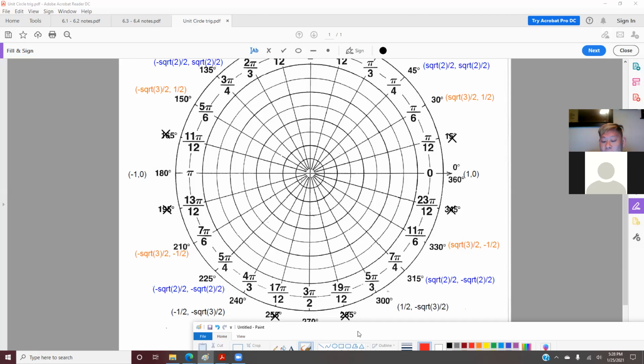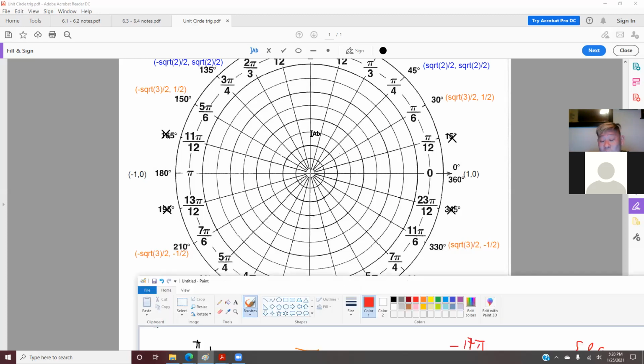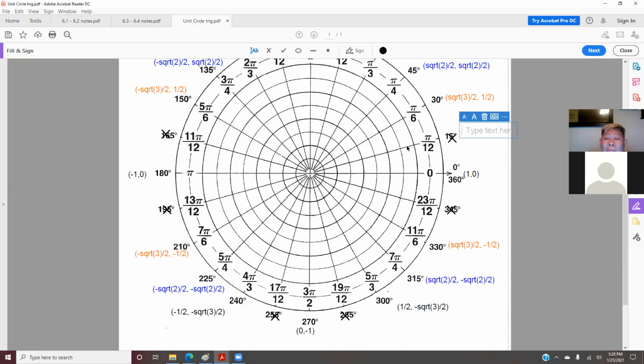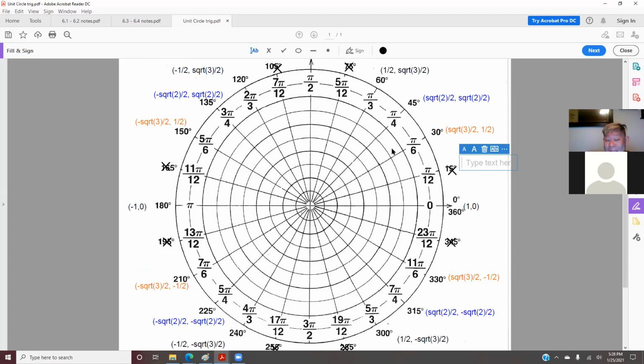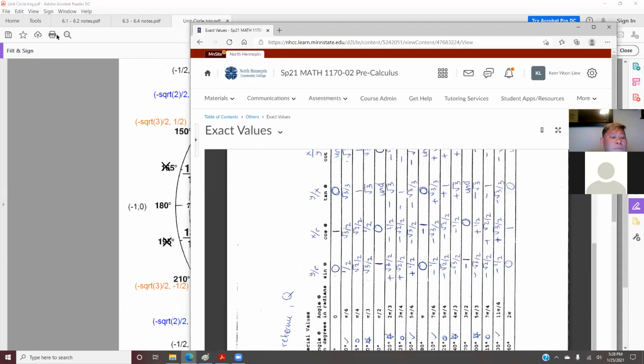So that's why this circle is so important. And unfortunately, you cannot use this circle in your test. But you can print out the blank one, and then you can fill it in for the test. I'm fine with it. The blank one is also in D2L.